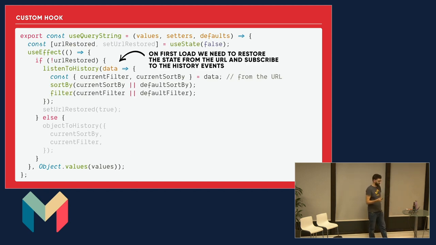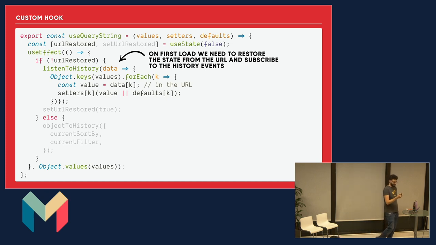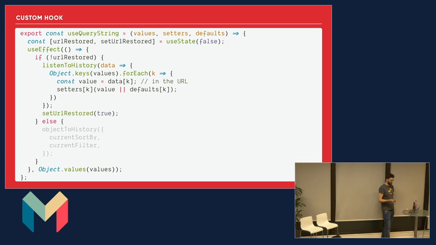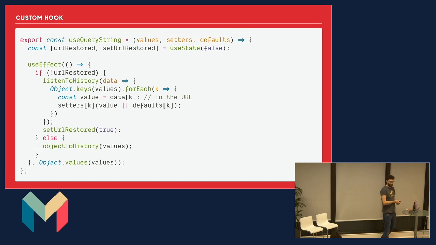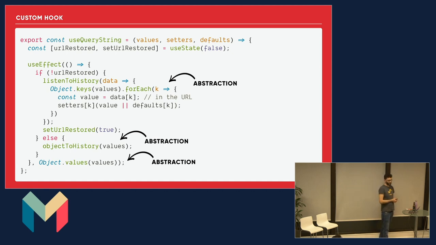Same thing for restoring the URL. I can no longer invoke specific setters or specific values. What I need to do is loop over the keys of my values and invoke the setter with the same key name, passing either the value that I find in the URL or the one that is in the defaults. And ultimately, the last bit is here as well: I need to invoke my object history with the values. Again, I don't expect you to understand it line by line. Just to give a sense of how we could work in abstraction with hooks. And this is the abstraction I had to apply in order to make this generic enough to be reused in other contexts.